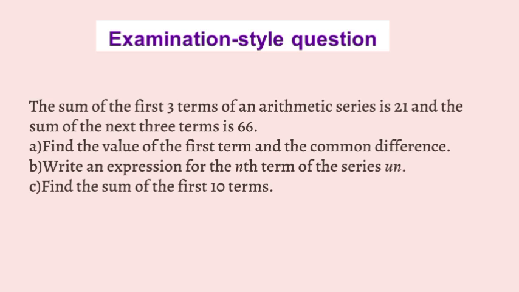Examination style question. The sum of the first three terms of an arithmetic series is 21 and the sum of the next three terms is 66. For the first question, find the value of the first term and the common difference. The second question, write an expression for the nth term of the series, un. And the last question, find the sum of the first n terms.